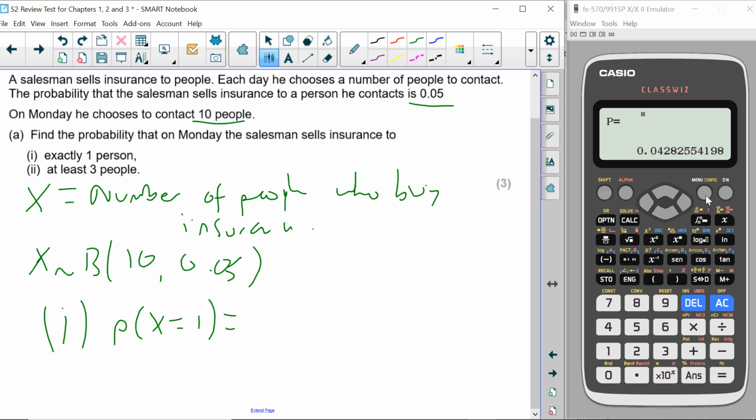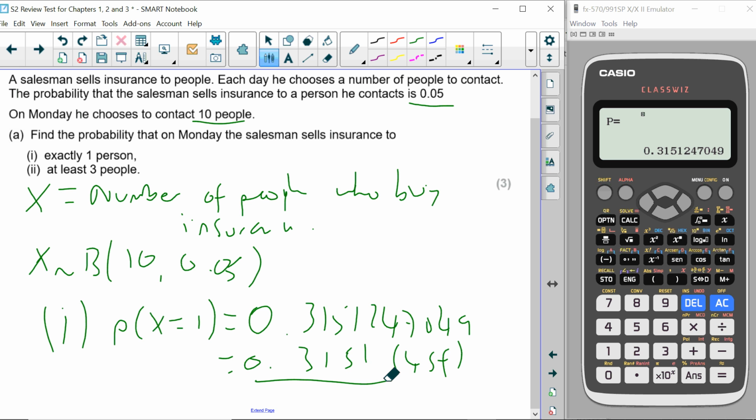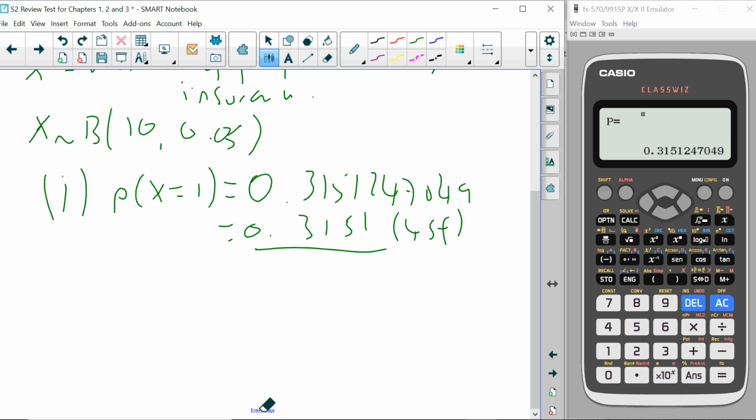Well, on my calculator, menu 7, I am looking at the DP of the binomial. I'm looking at an explicit value, so it's the probability distribution. For my variable list, I'm looking at X being equal to 1, N being equal to 10, and my probability being 0.05. When I type all of them in and click equals, I get the value 0.3151247049, or 0.3151 to 4 significant figures. So there we go, that's the probability that X is equal to 1.